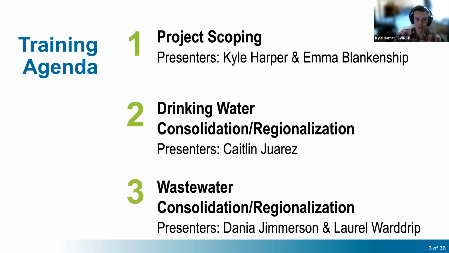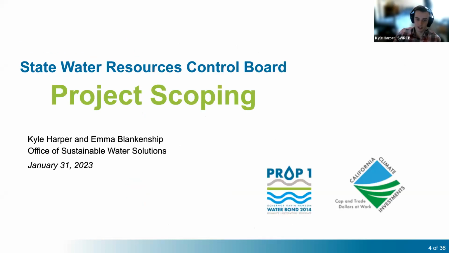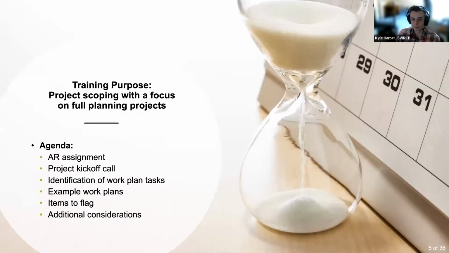Okay. So here's the brief outline of today's agenda. Me and Emma will be talking about project scoping, and then later Caitlin will be talking about drinking water consolidation and regionalization. And then Danya and Laura will be talking about wastewater consolidation and regionalization. So me and Emma's presentation today is focusing on project scoping. Tina already did introduction, so we can just jump straight in.